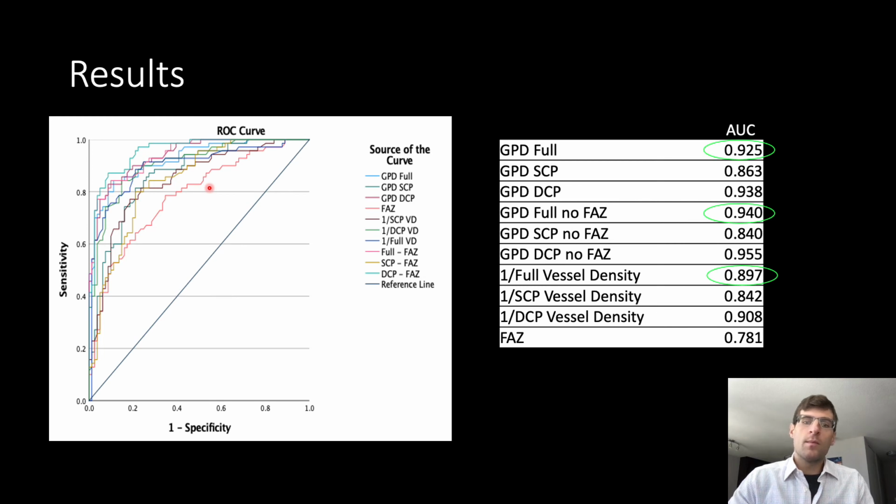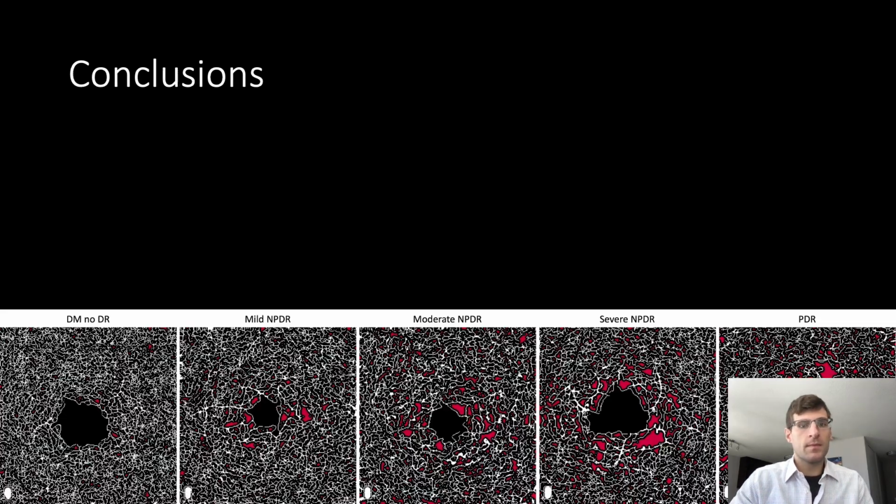Importantly, when we look at the comparison between vessel density and GPD, which are all circled here as the full, as you can see, the GPD performed better than vessel density. And this is the same in the DCP. The SCP is a little bit different, so there's one that's better, one that's worse, but overall the top performer was still GPD in this case.